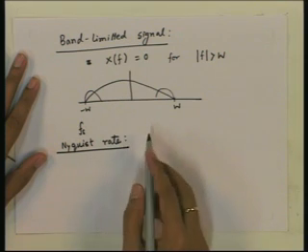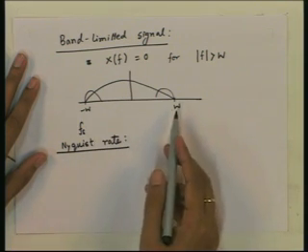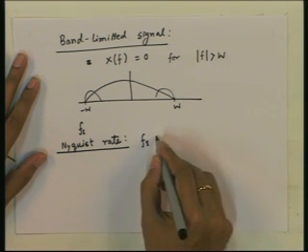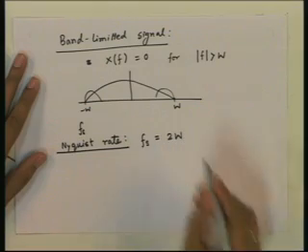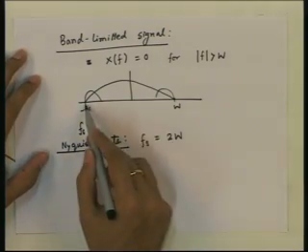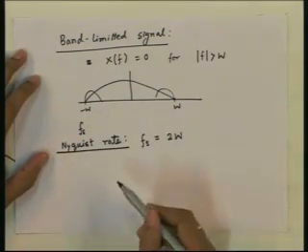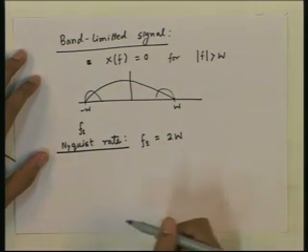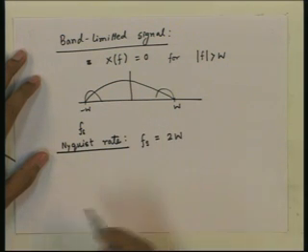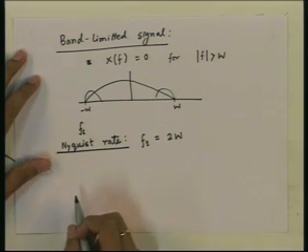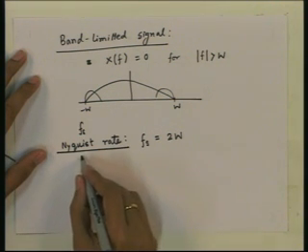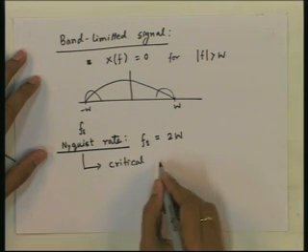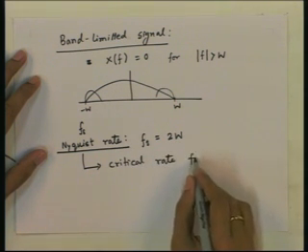The Nyquist rate for a band limited signal, band limited within minus W to W, is the sampling frequency Fs equal to 2W. So, 2W is actually the bandwidth of the signal if it is low pass. Then the sampling frequency is 2 times the maximum frequency. So, that is the Nyquist rate, 2 times the maximum frequency. And this Nyquist rate is the critical rate for sampling.